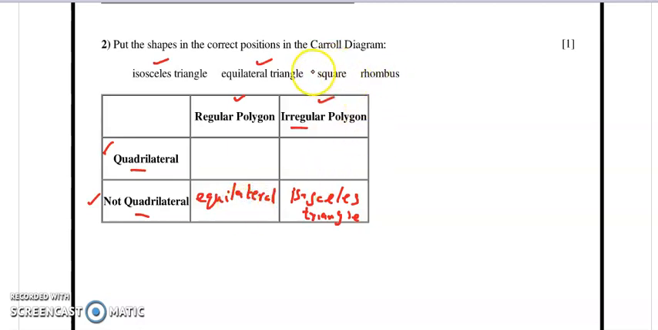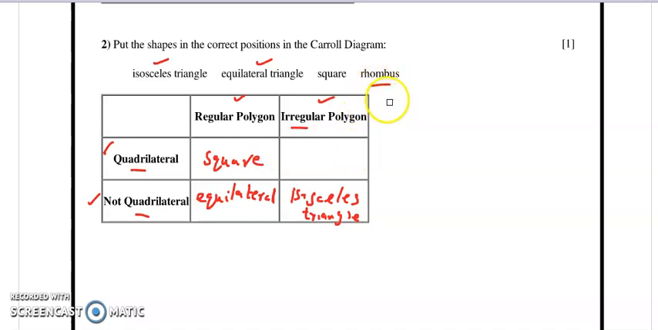Square, of course, you are very well aware about that. A square is a four-sided shape having all the sides equal and all the angles equal as well. So I will say the square is a quadrilateral with a regular polygon.